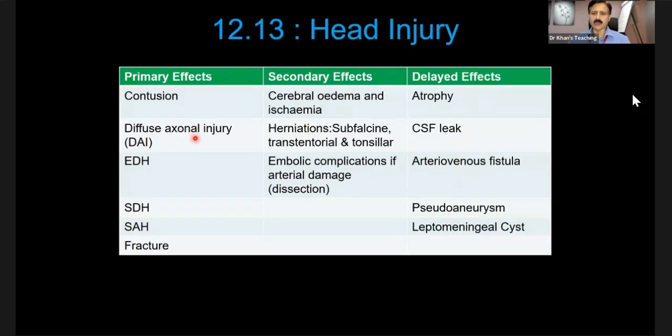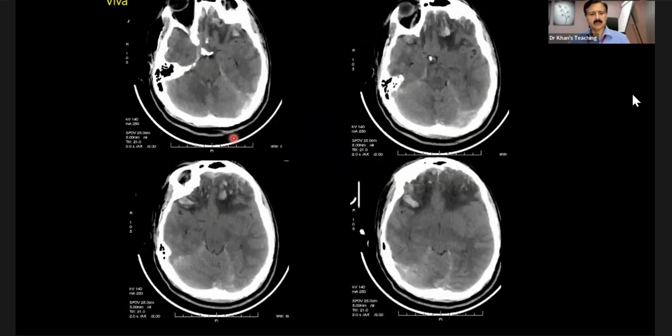Diffuse axonal injury is very, very important. So what is happening here in the frontal lobes? Just give me the diagnosis. So there are bilateral frontal lobe contusions. Excellent. So this is the type of contusion where you can imagine that the gyri have hit the base of the skull, and then there is low density, and then there is punctate high density.